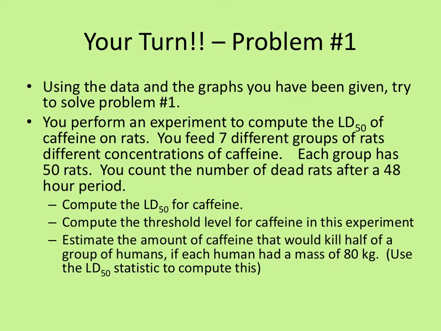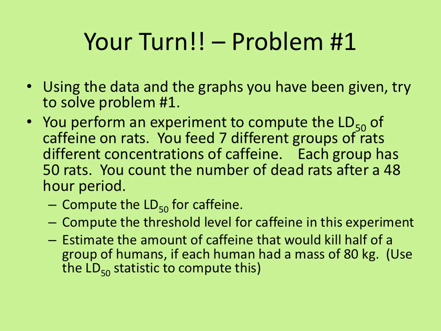All right, so it's your turn now. You have 2 sample problems to give you a shot here to see if you can do this. So take a moment, read this sample problem number 1. You've got paper in front of you here to map out your ideas. So try it on your own. The experiment here is calculating the LD50 for caffeine. In this experiment, you feed 7 different groups of rats caffeine, and each group has 50 rats, and you've counted up the number of dead rats.